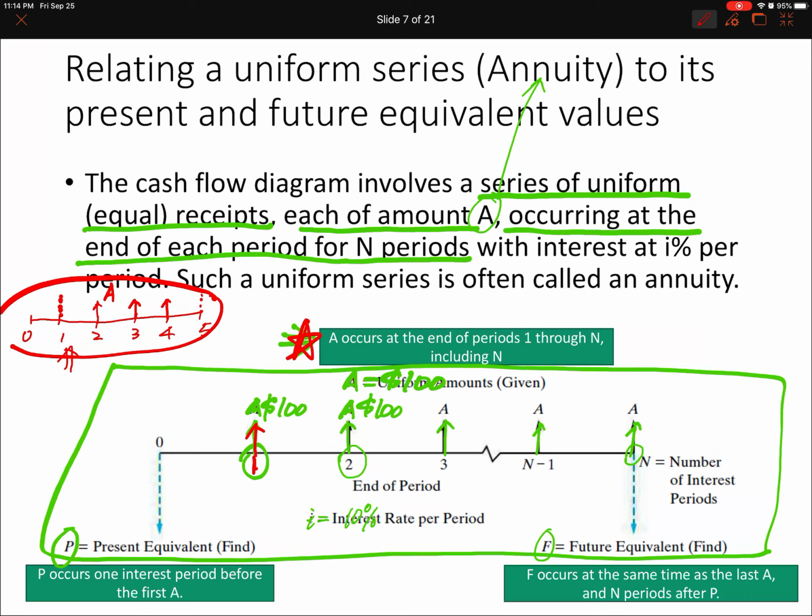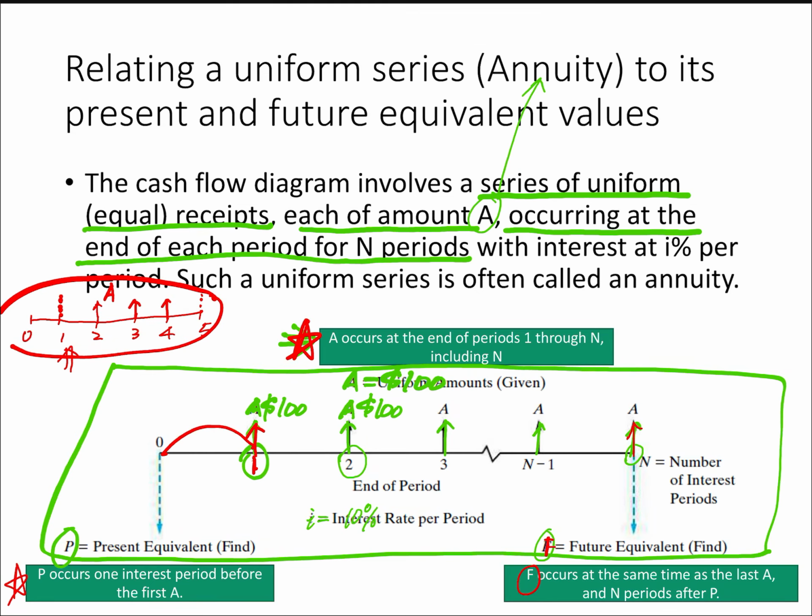And the P always occurs one interest period before the first A. So that's just one period before. And then the F is always at the same time as the last annuity. So when you get your last annuity, that's where you can calculate the future value.